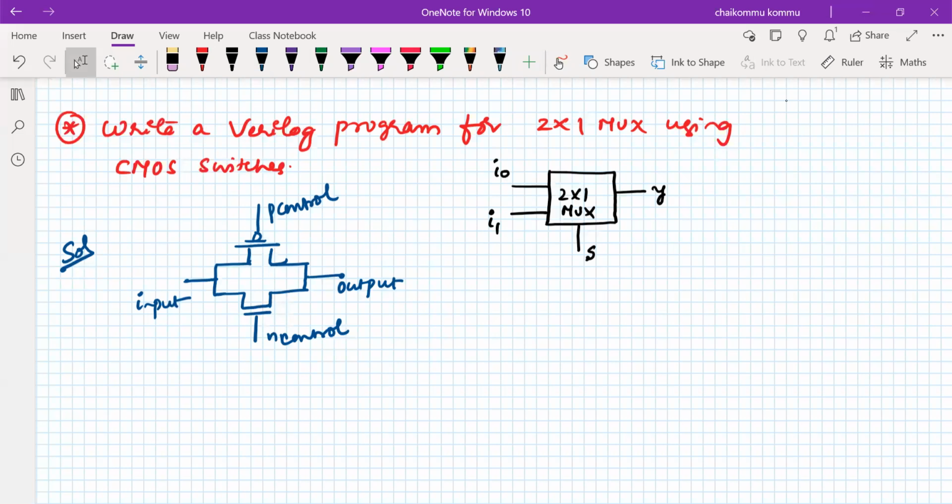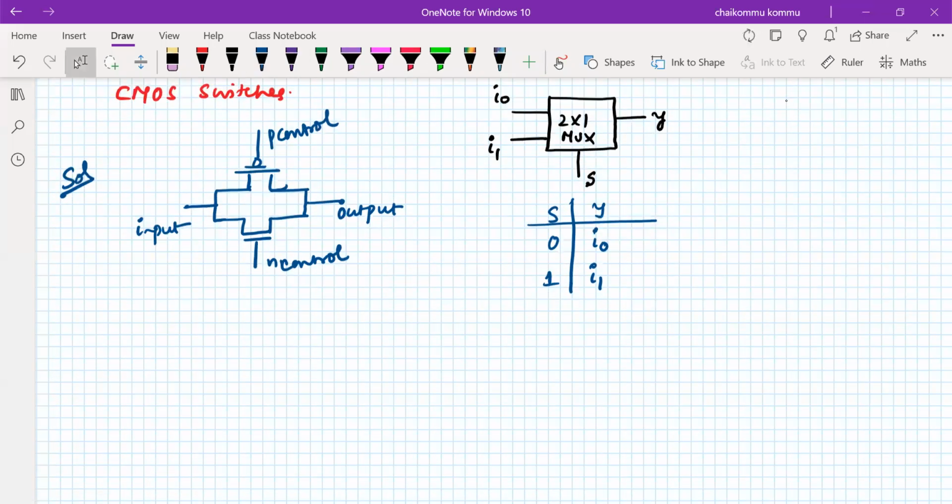According to the truth table, if S is equal to 0, Y must be assigned I0. If S is equal to 1, I1 must be transferred. That is the shortest notation for the behavior of the 2x1 multiplexer. S can be used for the purpose of control, and the inputs are applied at the input terminal of the switch. How many inputs are there? We have 2 inputs. That means how many switches do we need? 2 switches are required, as simple as that.